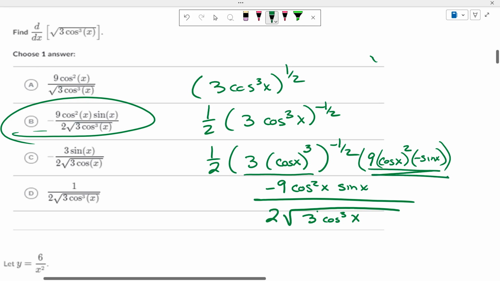This is all in the numerator because this is to a negative exponent. It goes to the denominator inside a square root because it's all to the negative 1/2 power. And the 2 on the bottom is from the 1/2.